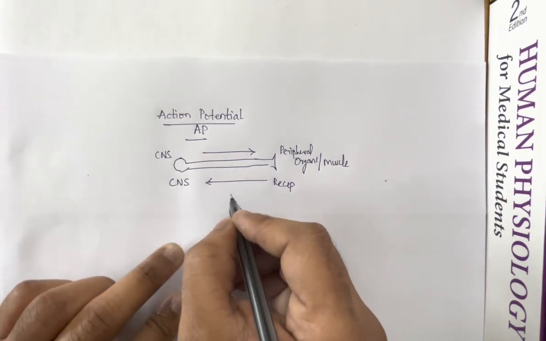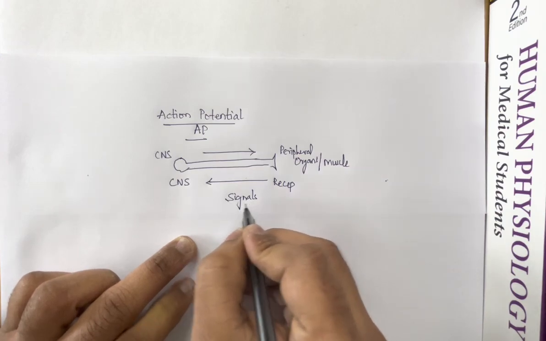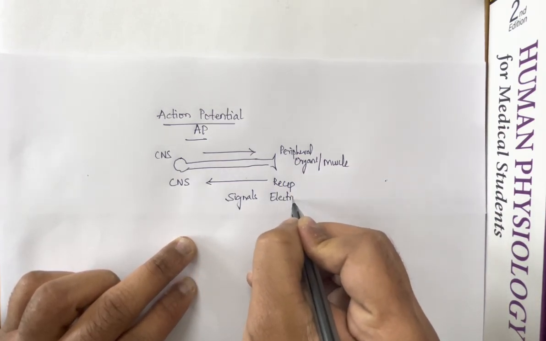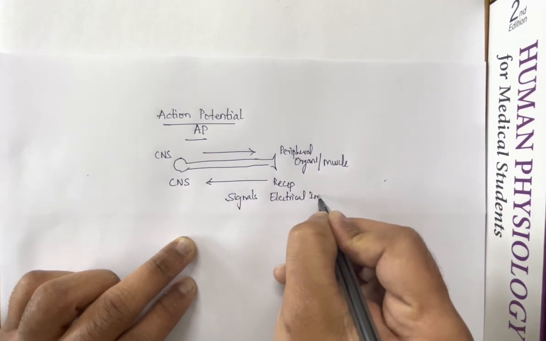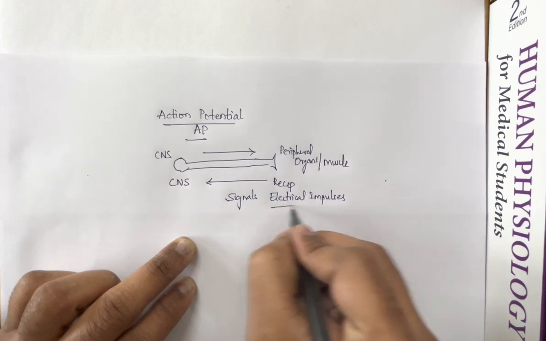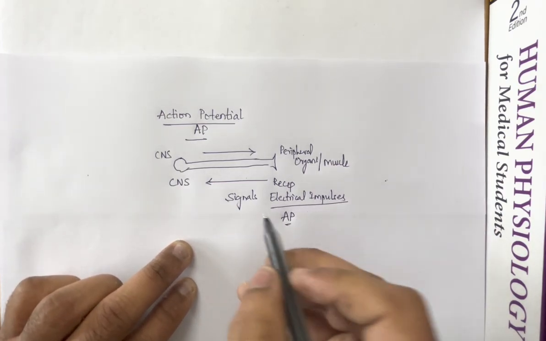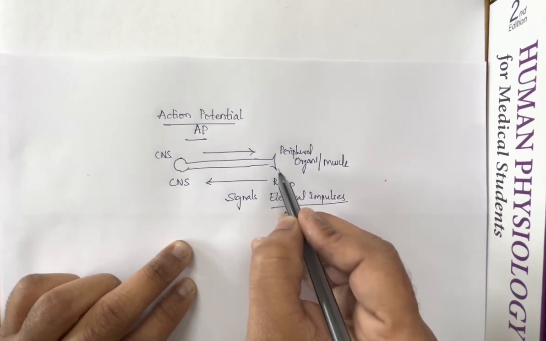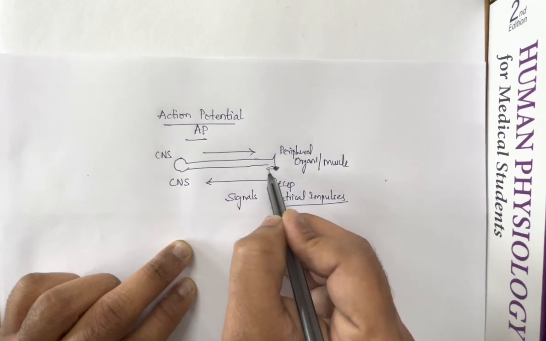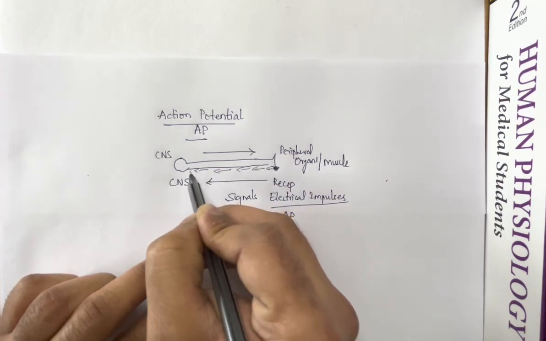So what are these signals? These signals which are transmitted from the nerve fibers are electrical impulses. And in medical terms, these electrical impulses are called action potentials. So the signals are generated at one end of the nerve fiber. The signal generated at one end of the nerve fiber will propagate along the length of the nerve fiber to reach the central nervous system.